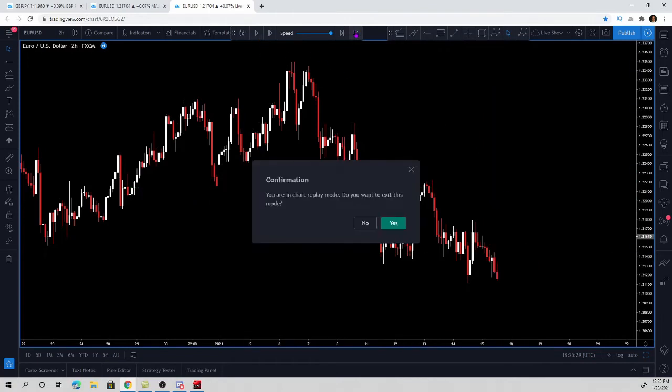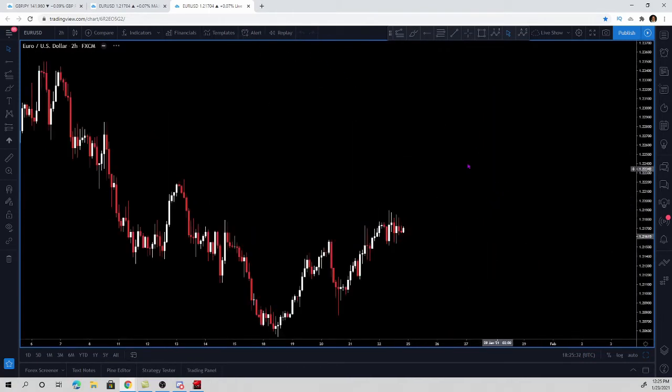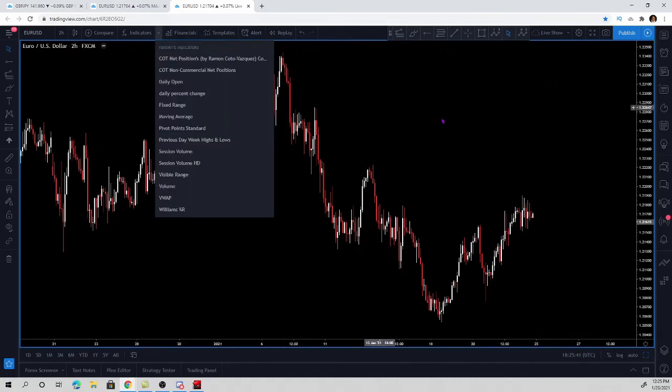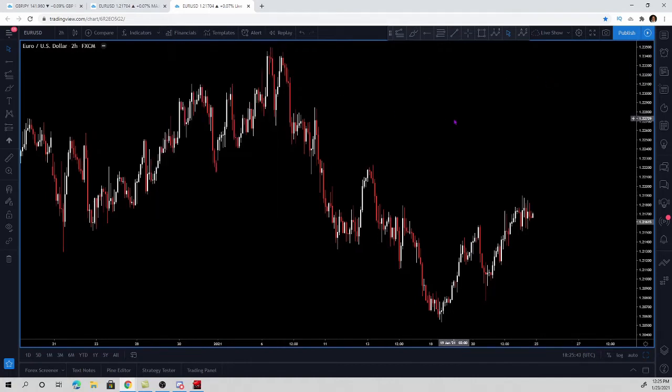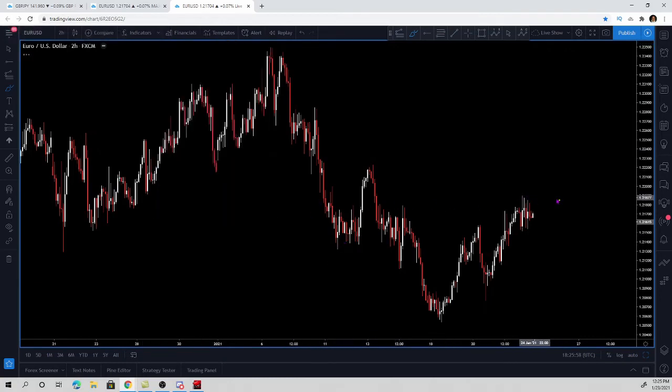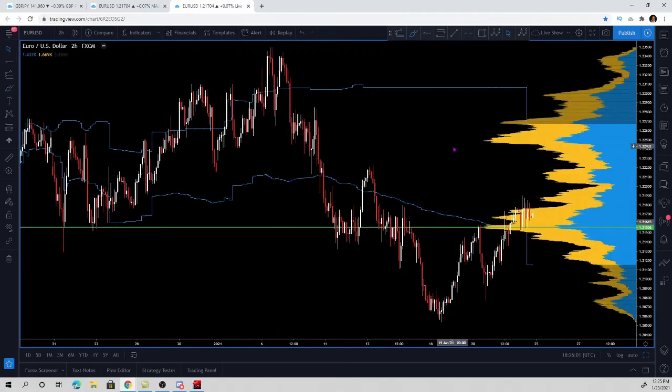Tip number 3, big tip. You need to use volume in your trading. When I say volume, I'm not talking about the little indicator at the bottom of your chart that tells you how big the volume was on any given candle. I'm talking about the volume profile. I'm going to tell you the reason why this is important, but first of all, there you go.